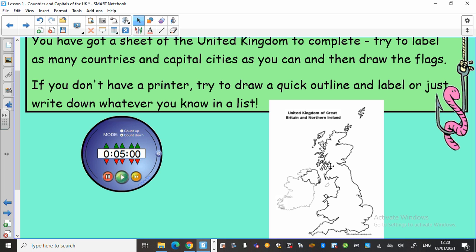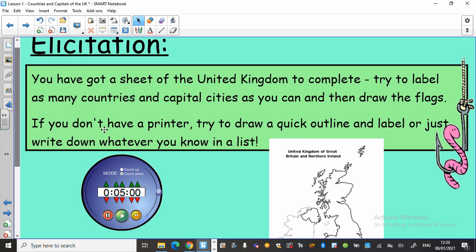Or if you're not a fan of sort of drawing out the outline, just write down whatever you know. Write down whatever countries you know that exist in the United Kingdom. And if you know any capital cities, list them as well. And if you think you know any of the flags of each of the countries, you could try and draw them as well. Okay, so try and give yourself about 4 or 5 minutes for that. Like I said, if you can print it out, great. If you can't, try one of these other options. But pause the video, and when you think you've written down everything you know about the United Kingdom in terms of countries, capitals and flags, you can press play and we can go again.